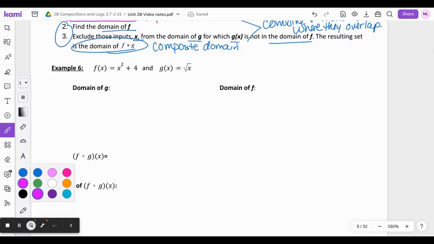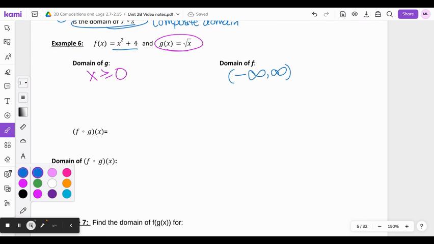So let's look here. The domain of g of x, since it's a radical, we would take the radicand. That has to stay greater than or equal to 0 in order for you to have real solutions come out of that. Domain of f, well, that's a quadratic. That would be all real numbers.